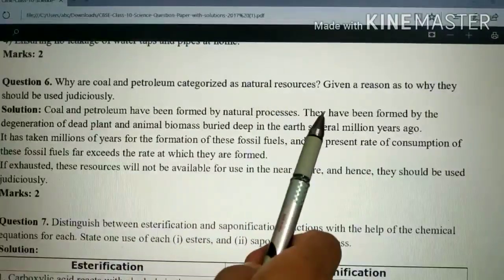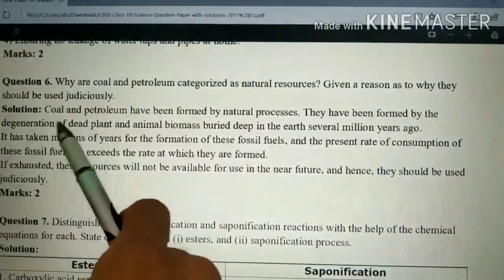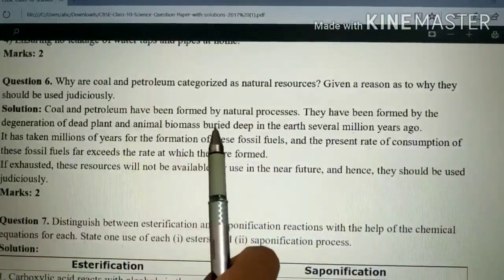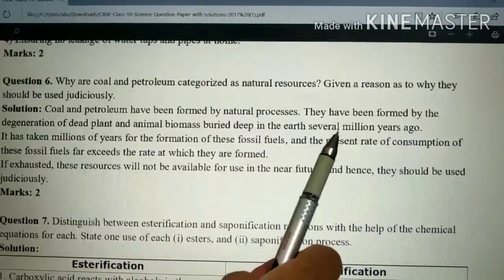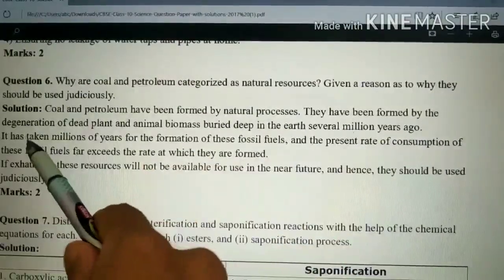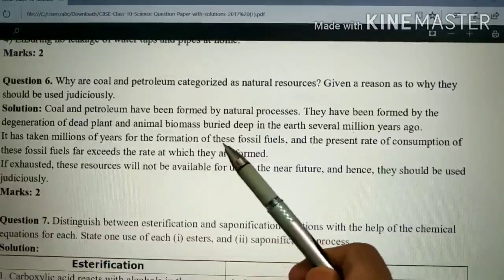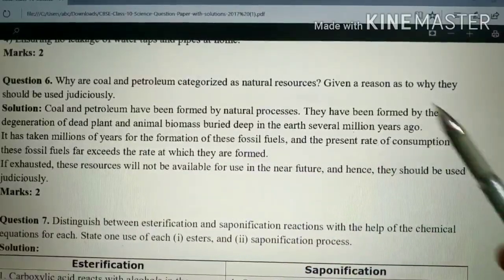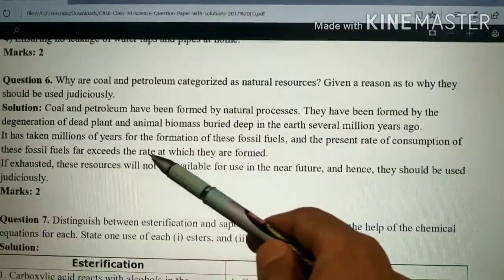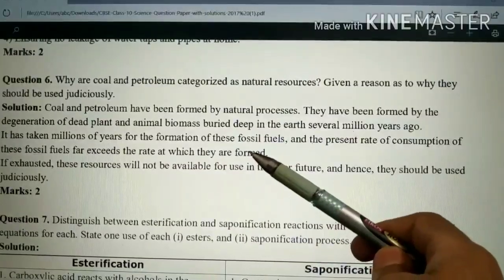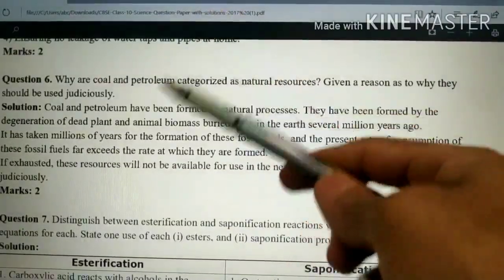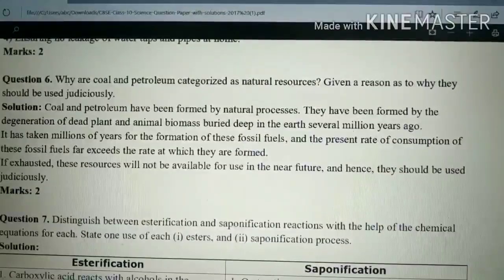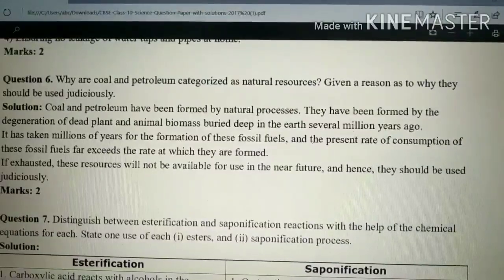Why? Because they have been formed by the degradation of dead plants and animals, buried deep in the earth several millions of years ago. It has taken millions of years for the formation of these fossil fuels, and the present rate of consumption of fossil fuels exceeds the rate at which they are formed. These natural resources, petroleum and coal, are formed by nature, but not in one week or two weeks or one month or one year.